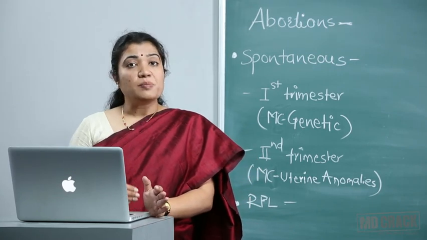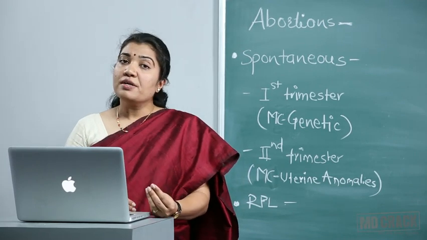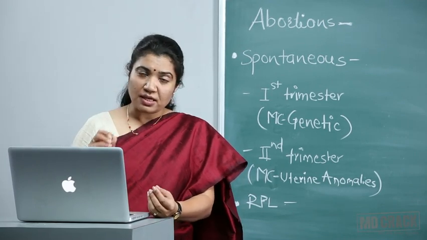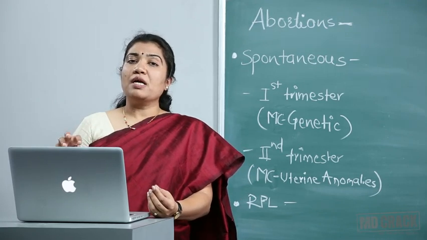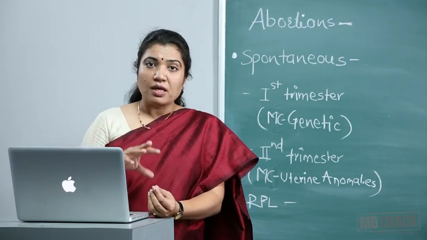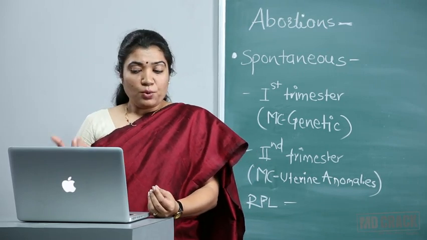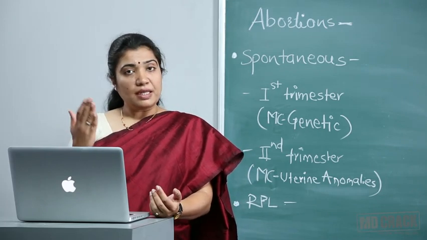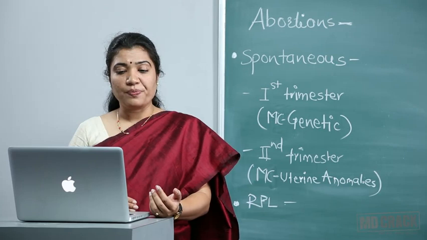We may call it a blighted ovum. Blighted ovum is a clinical entity again. On ultrasound, you will find that the gestational sac is seen, but you will not be able to see a fetal pole and fetal cardiac activity in that sac, and that is called a blighted ovum. Usually these abortions occur at less than 8 weeks, and genetic cause is most common.